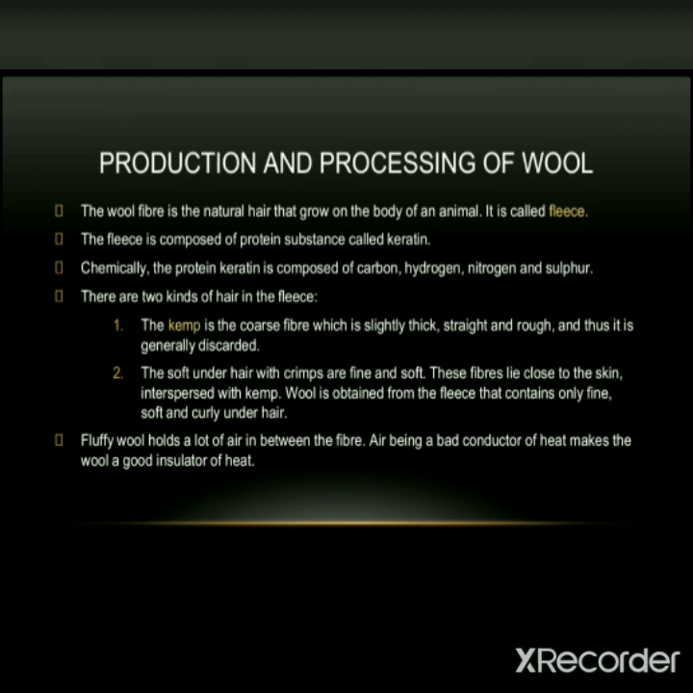Now, these fleeces are of two kinds. The first one is known as kemp, which is a very coarse fiber. It is very straight, it is rough, it is slightly thick and basically of no use, and it is discarded because it serves nothing for the production of wool. The other type of fleece is the soft under hair with crimps, which is very fine and soft, and basically this type of fleece is used for the production of wool.